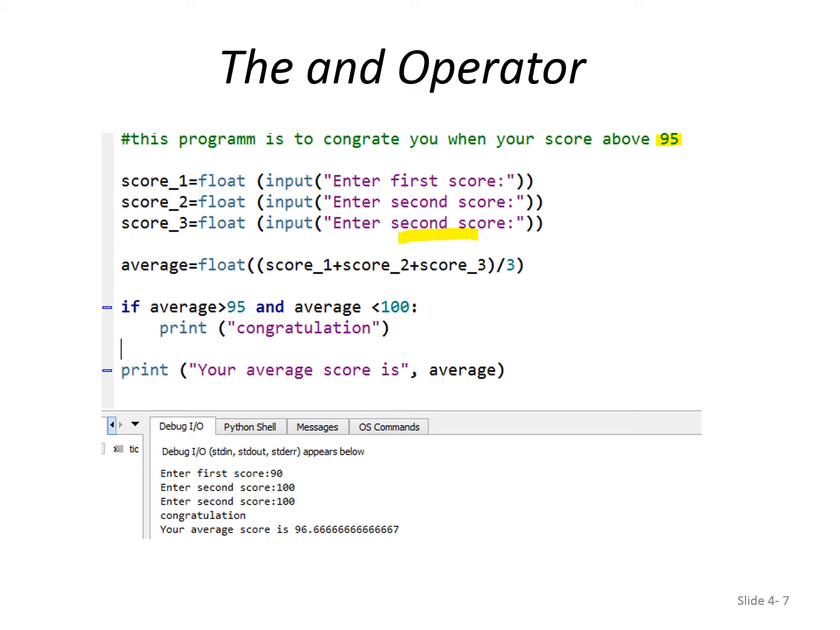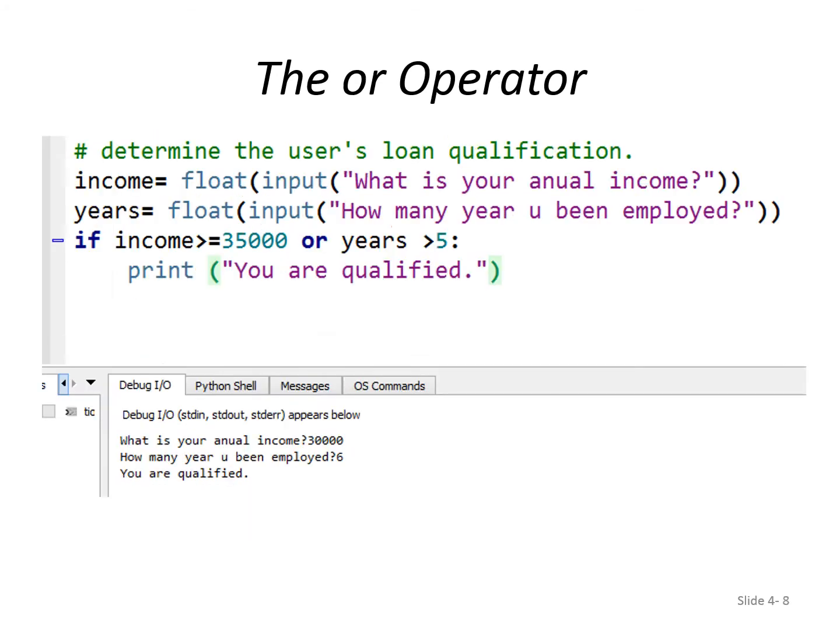Average is equal to float of score 1 plus score 2 plus score 3, and then over 3, which gives you the average. So if average is greater than 95 and average is less than 100, then print congratulations. Only if this is fulfilled will it print congratulations, or else it will just print the average value. For example, you key in 90, 100 and 100, so the average is 96 point something, so it will print congratulations.